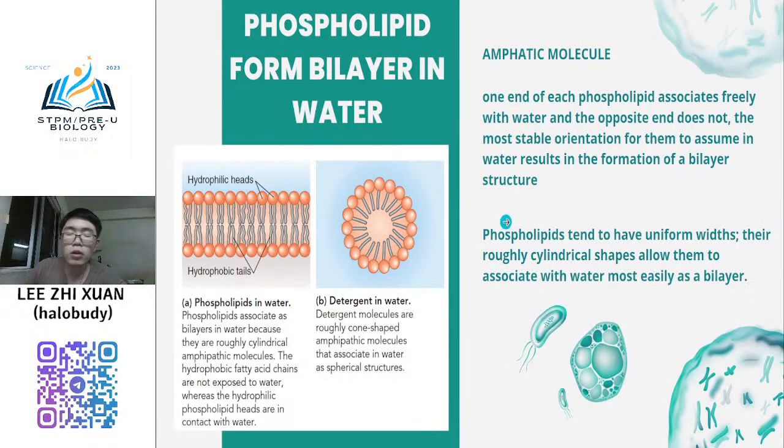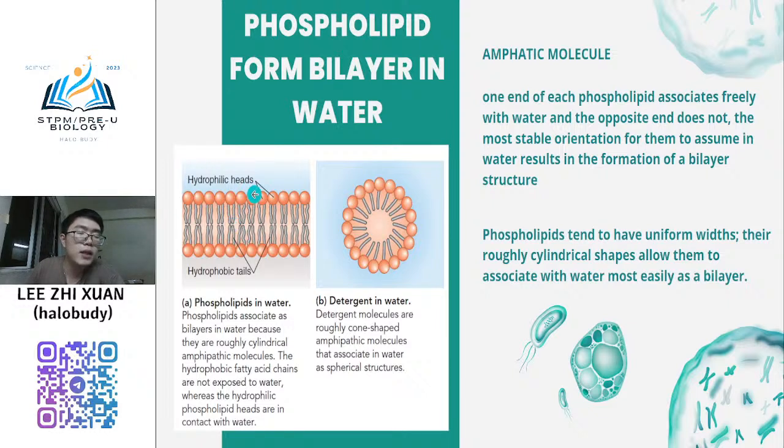Okay, so now we talk about the phospholipid properties in water. So why does the phospholipid in the plasma membrane exist in a bilayer? Why can it not exist in a single layer, but it exists in a bilayer? As you know, our phospholipid is an amphipathic molecule, right? It contains a hydrophilic head and a hydrophobic tail region.